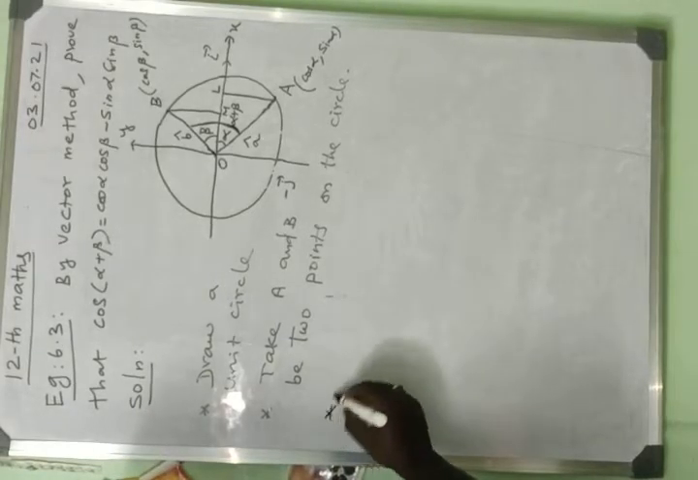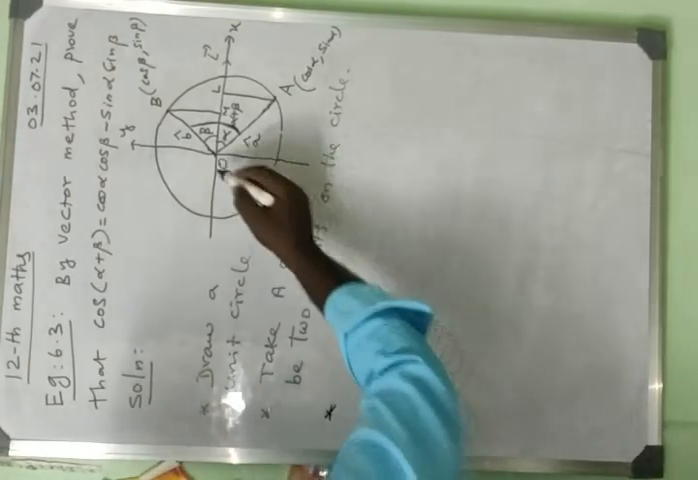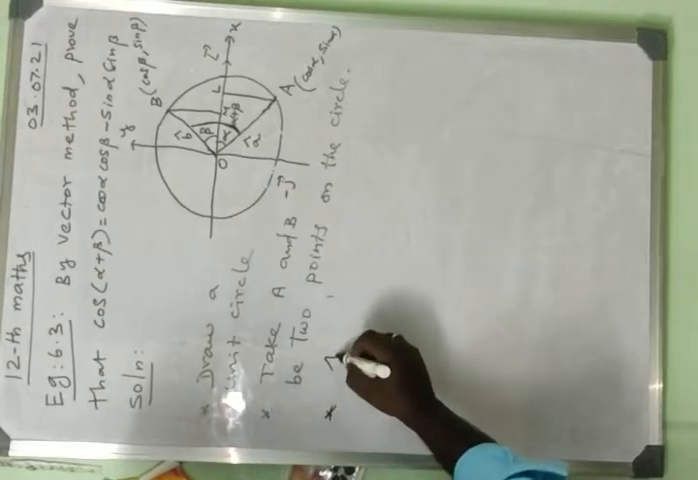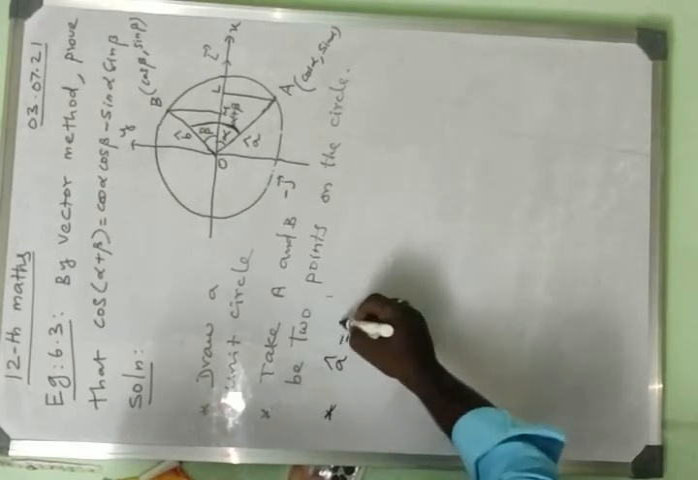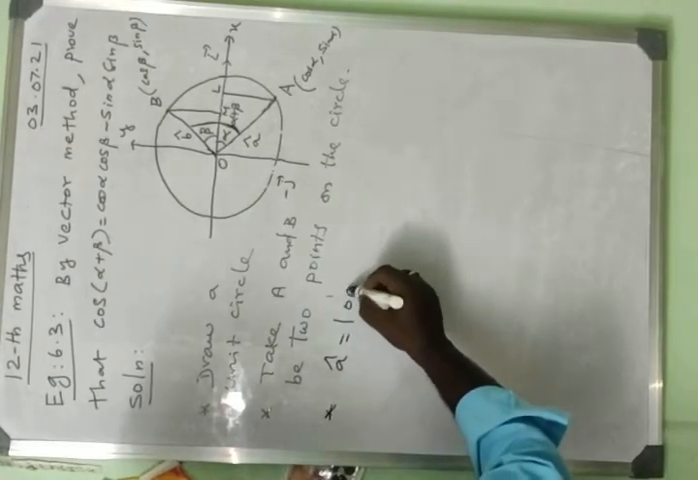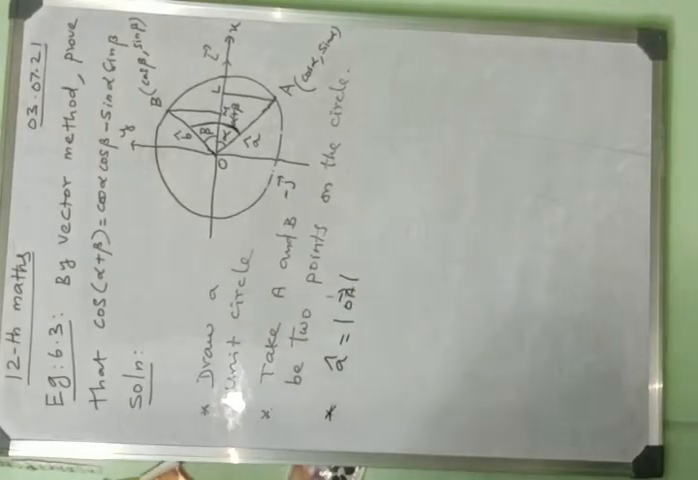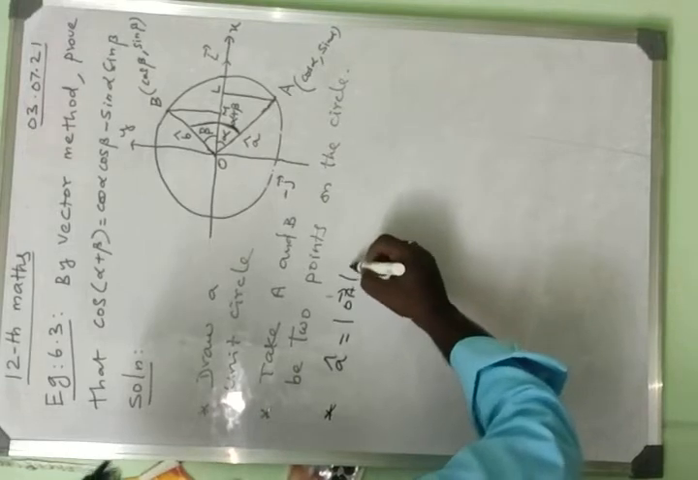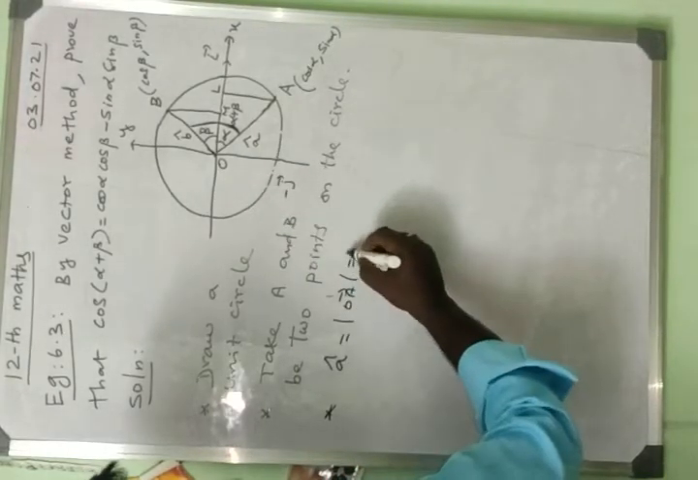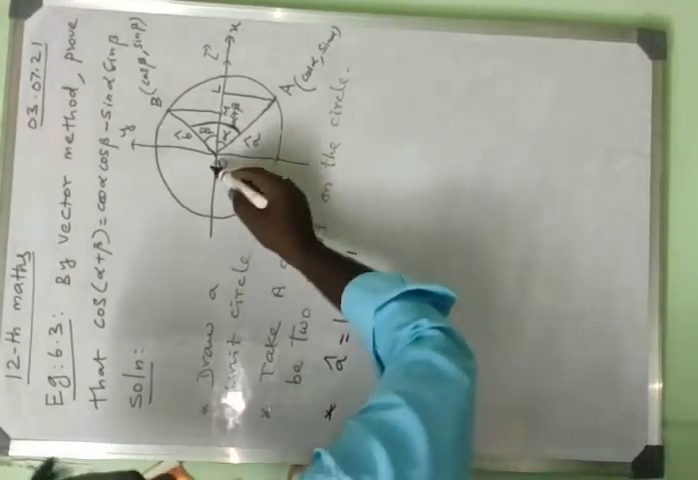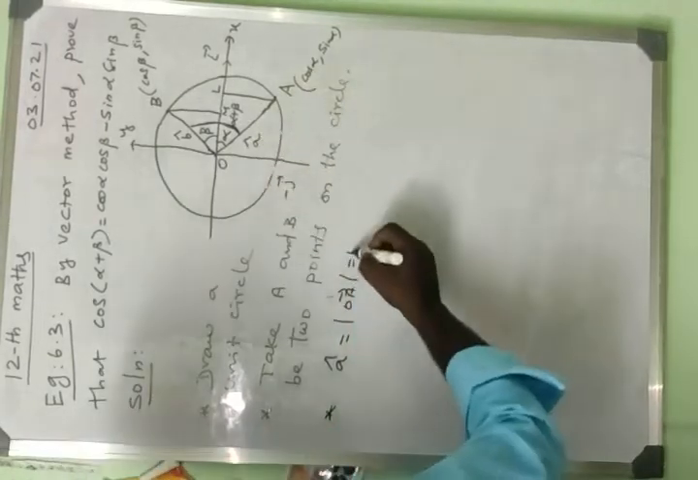Okay, next one. Next we take cap A. Cap A is equal to mod of vector OA. Then we want cap B. This also has value 1. Unit circle means, from O to A, cap A equal to 1. Unit means equal to 1.